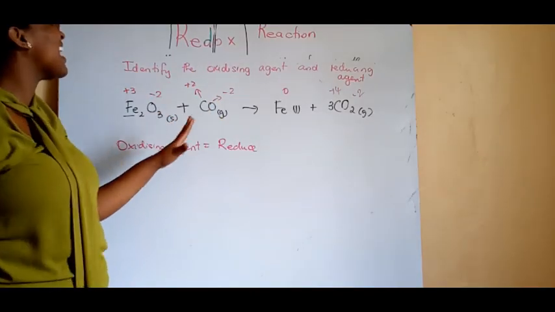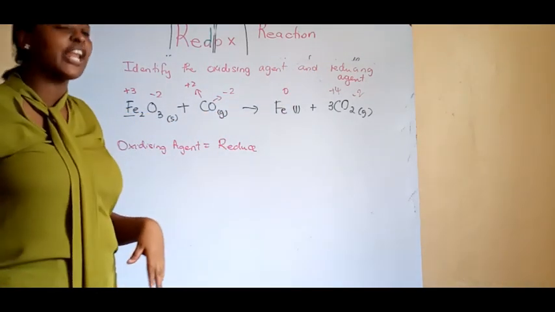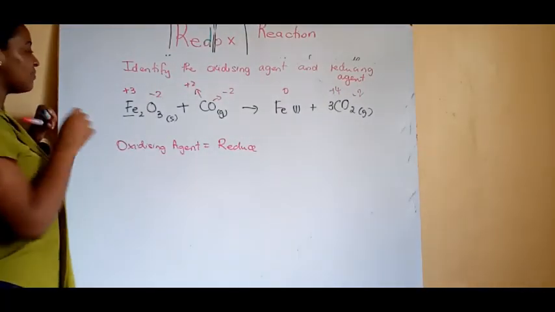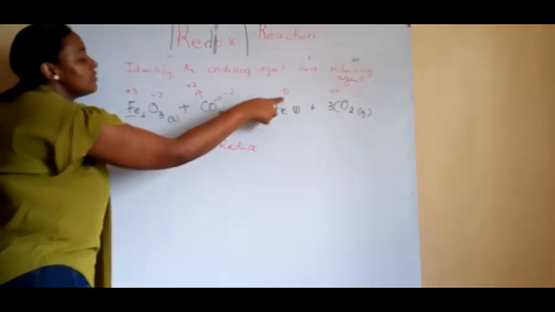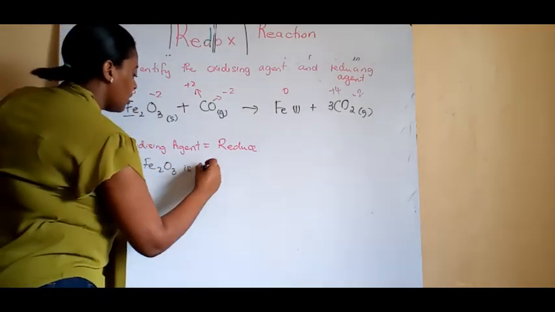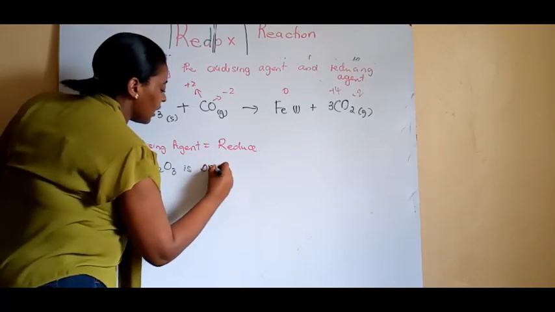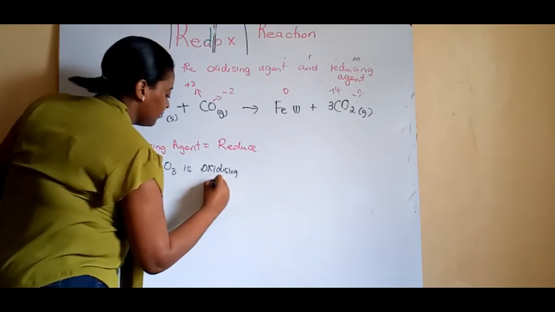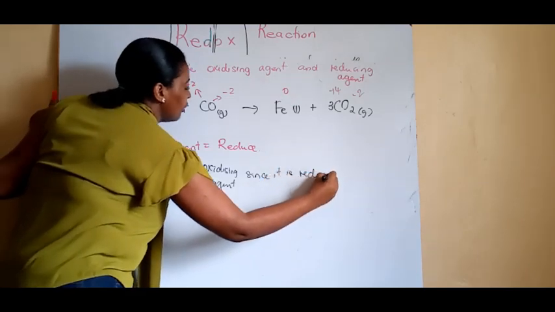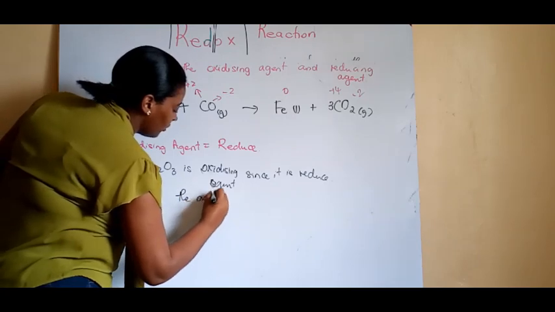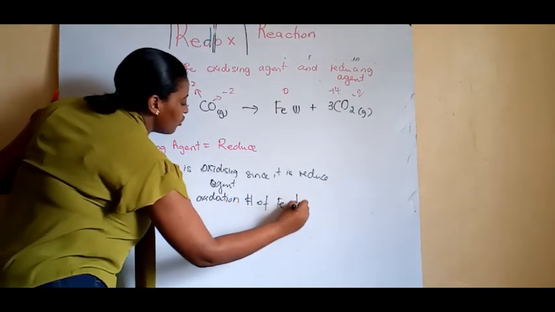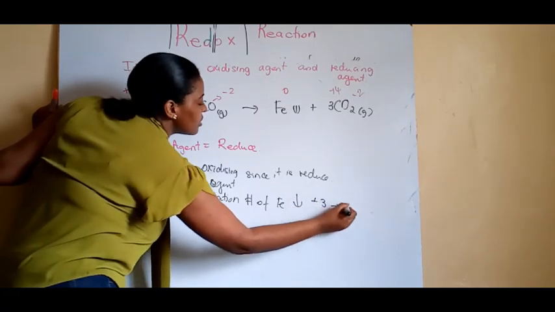So the question originally asked us to identify the oxidizing and the reducing agent. But we need to know that the oxidizing agent is the substance which is reduced. So we're going to go to the equation and find out what is being reduced. Fe moves from +3 to 0. So it means that Fe2O3 is reduced, so it is the oxidizing agent since it is reduced, right? The oxidation number of Fe decreases from +3 to 0.